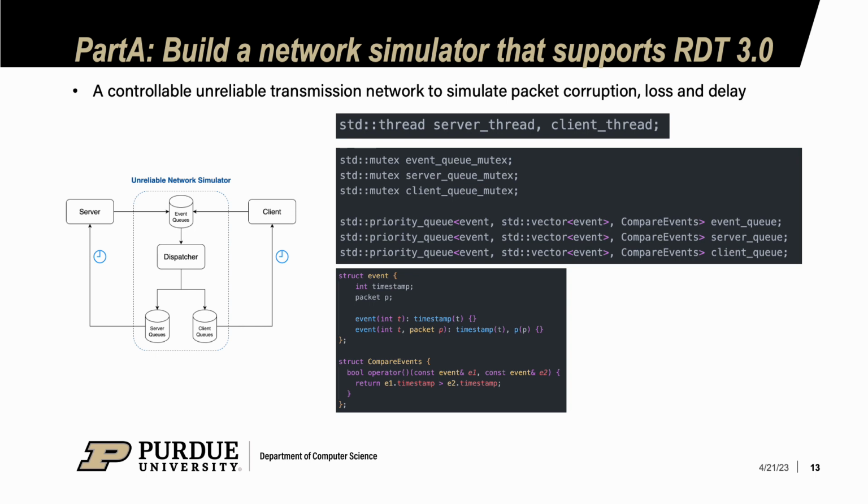Here are some key codes that are used to implement our simulator. The server and client have their own threads. Those queues are priority queues sorted by timestamp.